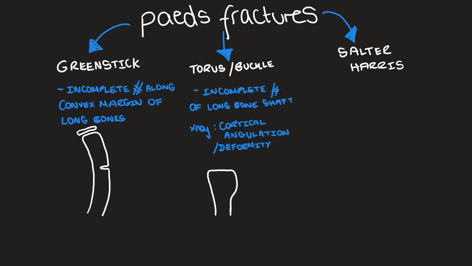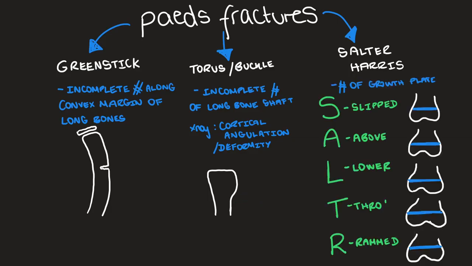Torus or buccal fractures occur due to axial loading injuries, which cause incomplete fractures of the long bone shaft. On an X-ray, you'll see subtle cortical angulation or deformity, and this diagram demonstrates what kind of appearance you're looking for. And this is the bump or the angulation you're looking for.